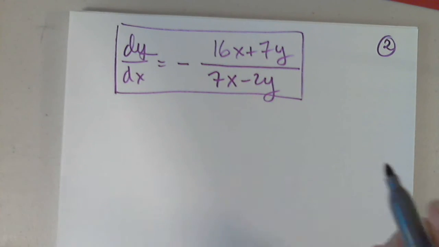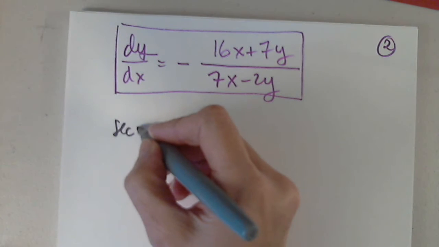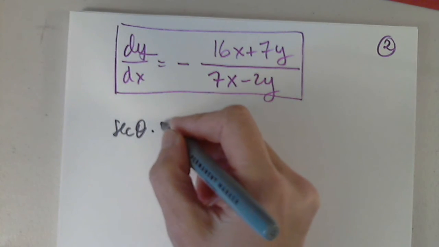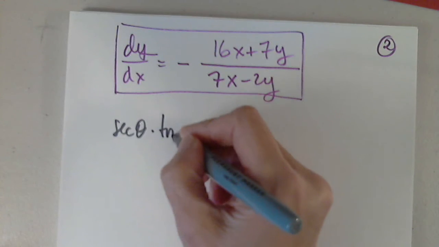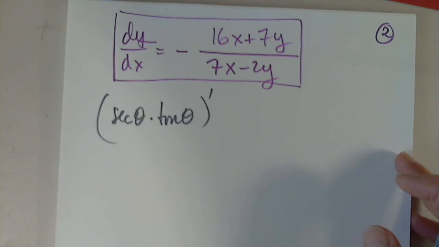Ken, sorry. Yeah, it was differentiate secant theta times tan theta. Secant theta times tan theta. We just want to differentiate the product? Right, yes. That's it? Okay.